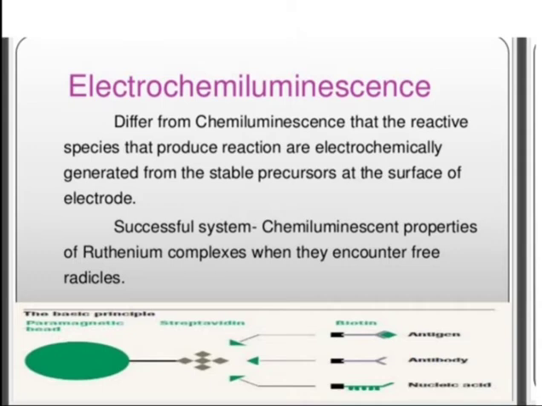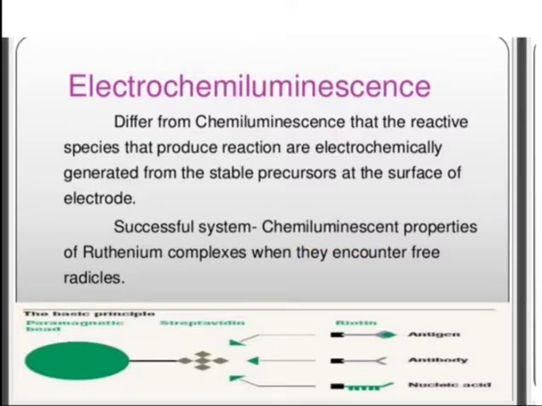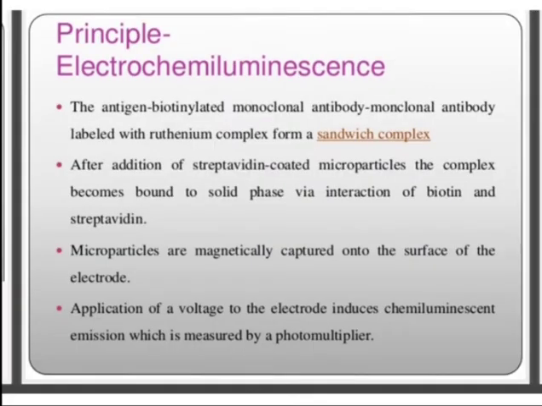A successful system is this: the chemiluminescent properties of ruthenium complex when they encounter free radicals. Here is the diagram of the basic principle of chemiluminescence. This diagram is not well visible here, so we will learn this in a further topic. Here is the principle of electrochemiluminescence.